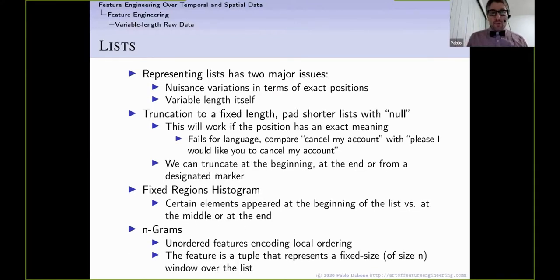So lists have two problems, yes? The exact positions on the list are a very important source of nuisance variations. And the second one is that the list itself has variable length.